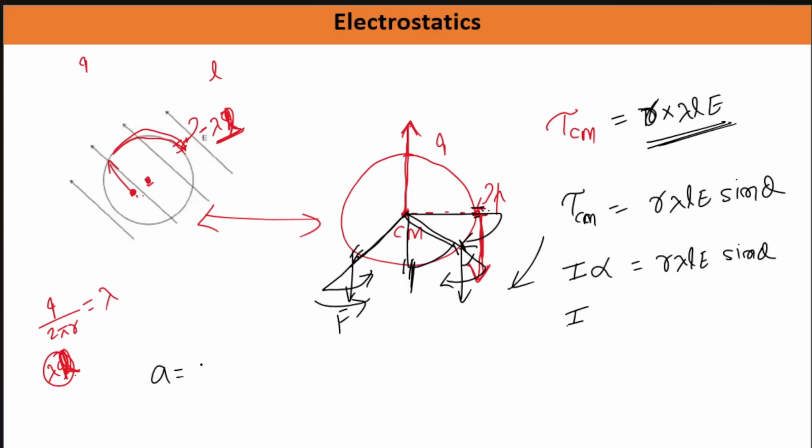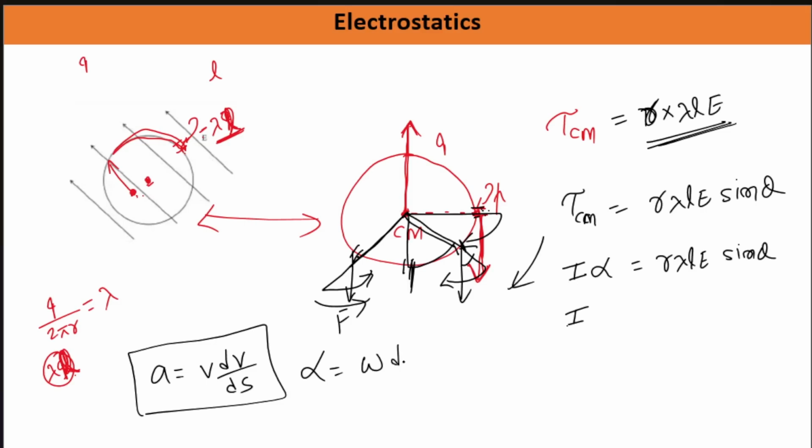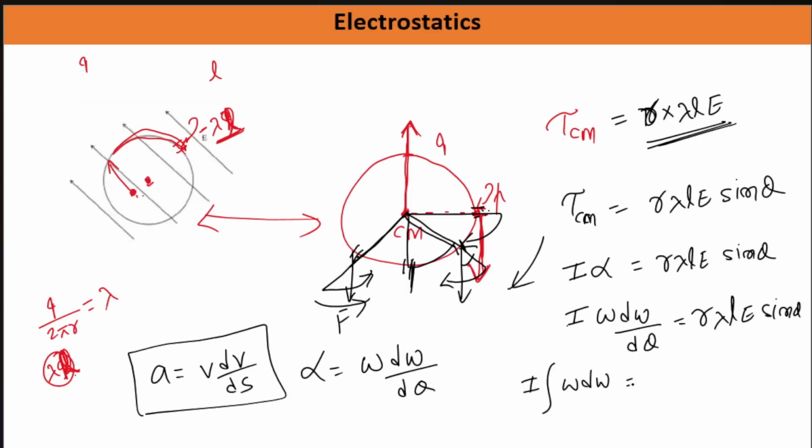How can we write acceleration? We can write it like v dv by ds. We have written it like this, right? In the same way, we can write alpha as omega d omega by d theta. So you write it like this: I omega d omega by d theta is equal to R lambda L E sin theta, okay? So do one thing: take I outside, this is a constant, right? Omega d omega integration, and here whatever is common, whatever is constant, take it out. So R lambda L E, and this is how much?